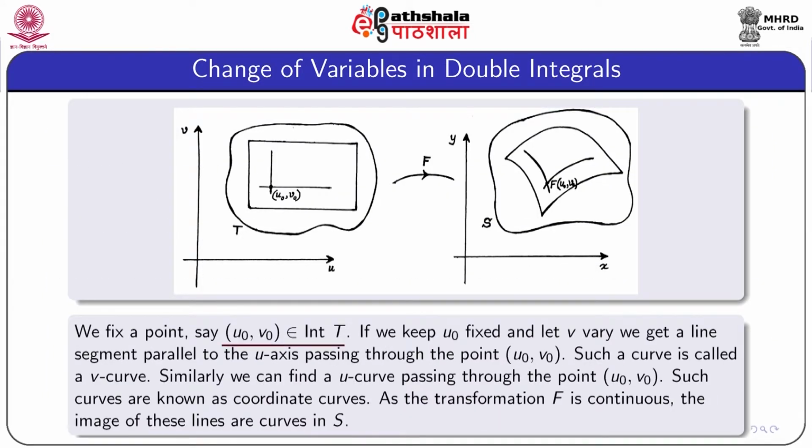We fix a point, say (u0, v0), from the interior of T. If we keep u0 fixed and let v vary, we get a line segment in the UV plane parallel to the v axis passing through the point (u0, v0). We call such a curve a v curve. Similarly, we can find a u curve passing through the point (u0, v0). Such curves are called coordinate curves. As the transform F is continuous, the images of these lines are curves in S. We have shown that in the adjacent figure.